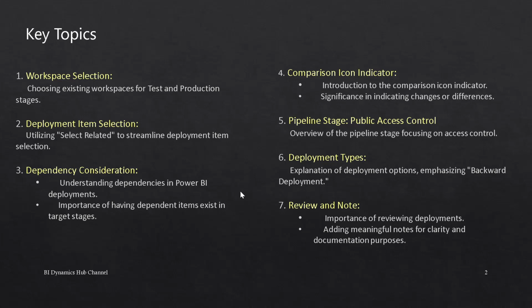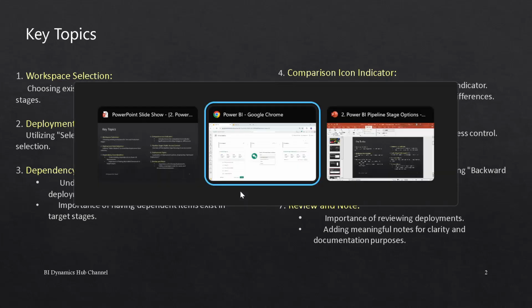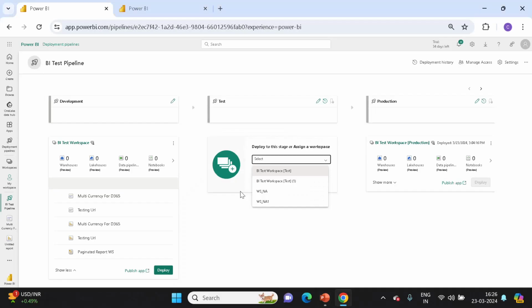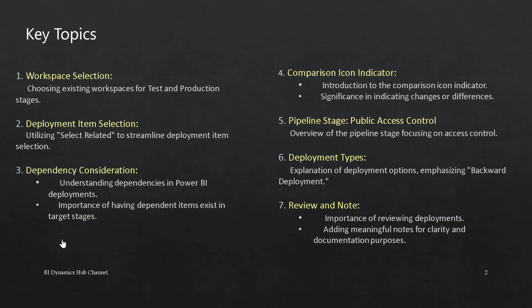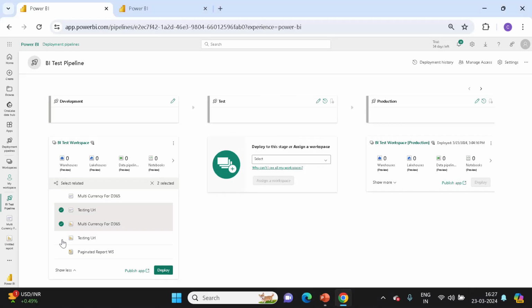Okay, so let's go to the next option. That is called deployment item selection. So basically when you deploy items from one workspace to the other, you have to select the items which you want to move. So there is an item selection option available. What are the exact items you need to deploy from one workspace to the other workspace?